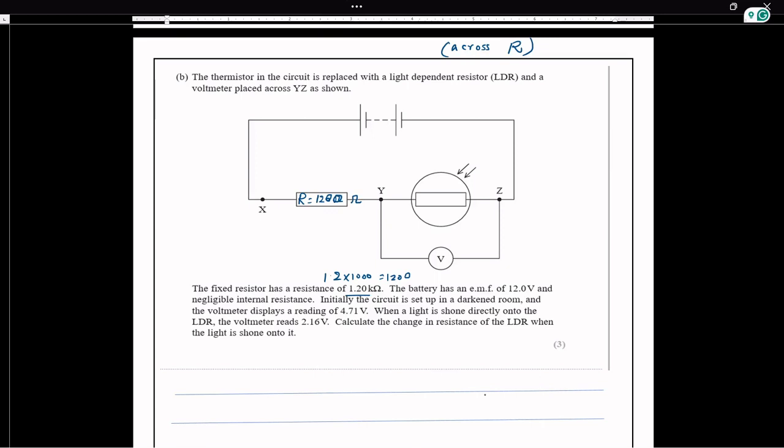Then an EMF of 12 volt. So here the EMF is 12 volt and a negligible internal resistance. Initially, the circuit is in a darkened room and the voltage displayed is 4.71. Then when it is kept in a lighted room, it is 2.61. Calculate the change in resistance of the LDR.